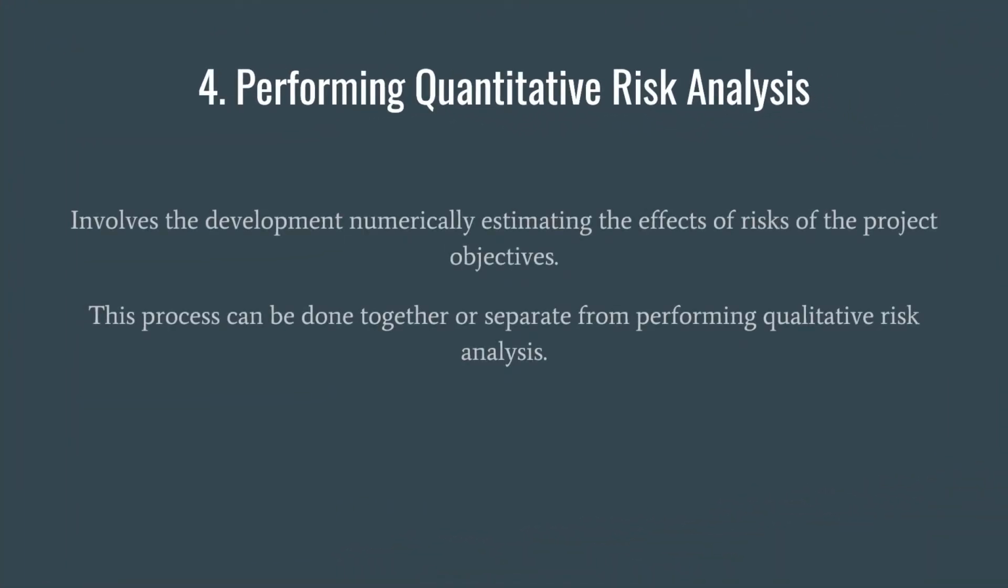The fourth step is performing quantitative risk analysis. It involves numerically estimating the effects of risks on the project objectives. This process can be done together or separately from performing qualitative risk analysis.